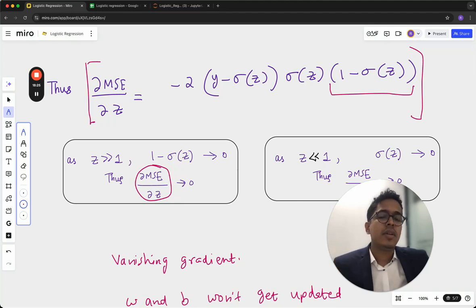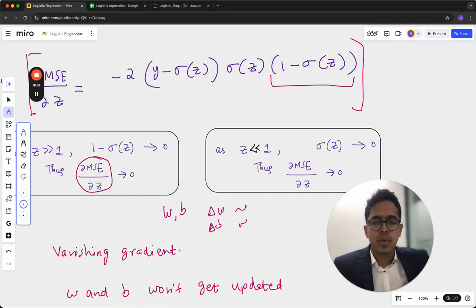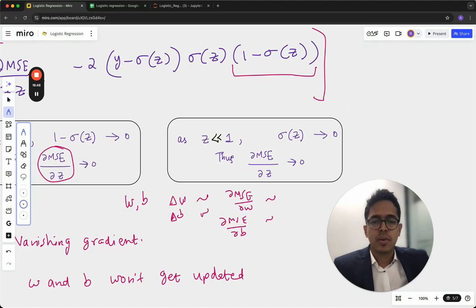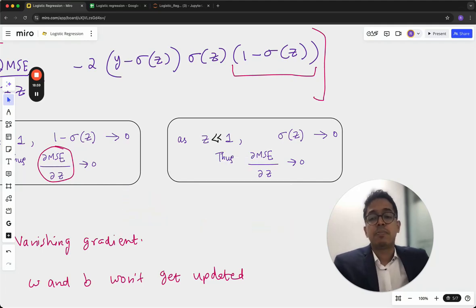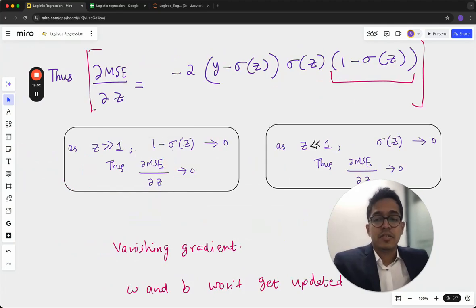Because then if the gradient is not there, the terms w and b, which is what we want to optimize, will not change, because delta w and delta b are literally proportional to the gradient, dou MSE by dou w and dou MSE by dou b. And this is also proportional because w and b are parameters within z. This is basically the delta w and delta b change that each iteration will bring to w as well as b, and it is proportional to the gradient. And if the gradient is vanishing, then you can't update the weights or bias.